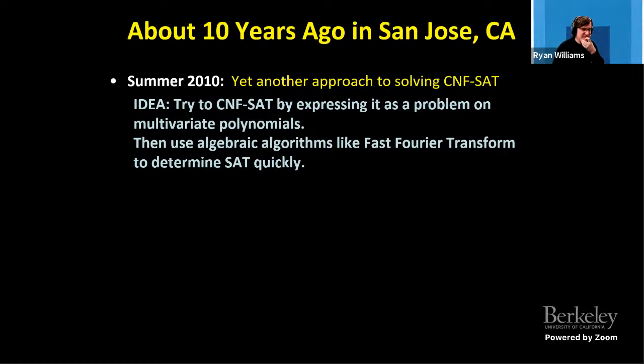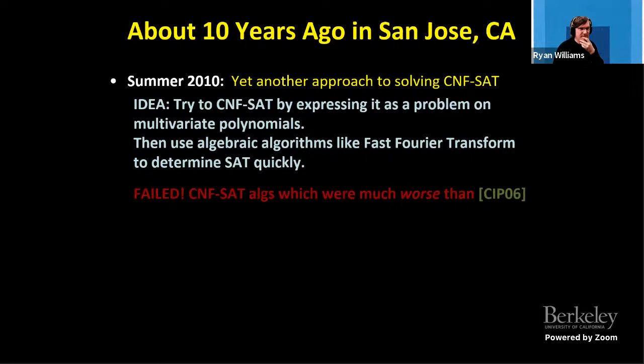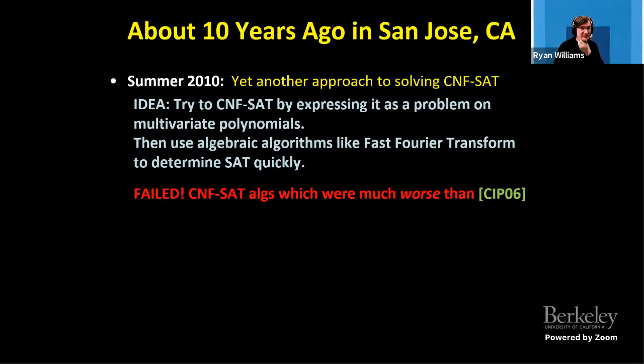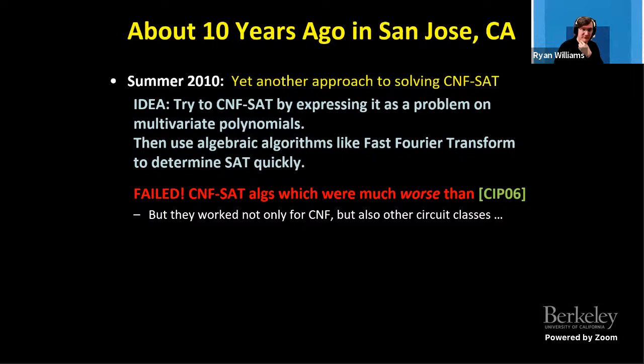So I solved SAT using that. I mean, given everything I had done to that point, it made sense. Again, this failed. It failed pretty badly. In fact, I got CNF SAT algorithms which are much worse than the best known, way, way worse. But these algorithms work not only for CNF, but they work for things much more expressive than CNF as well.